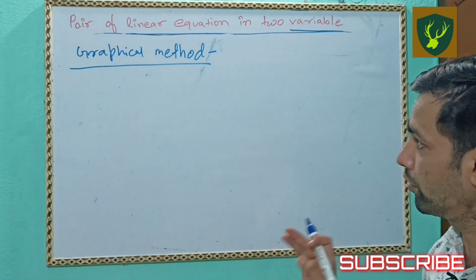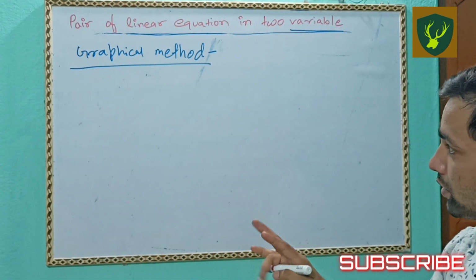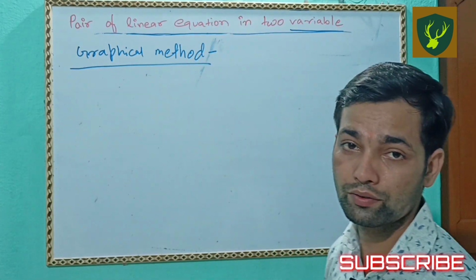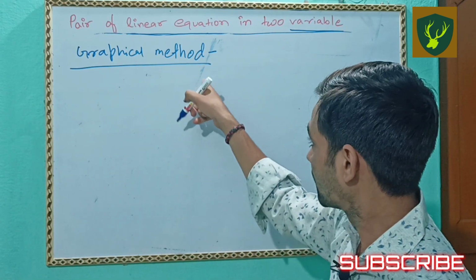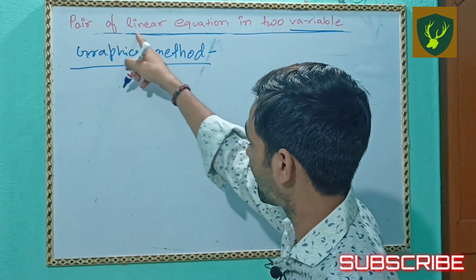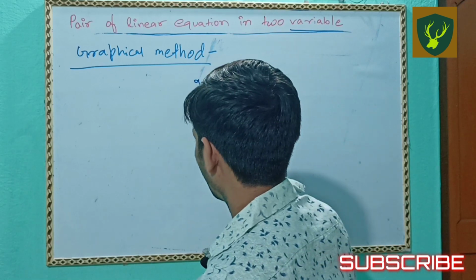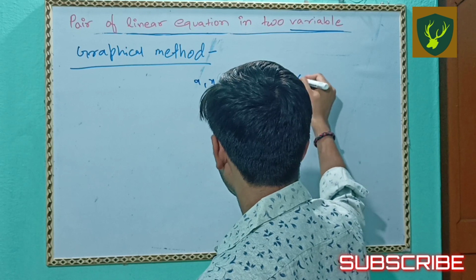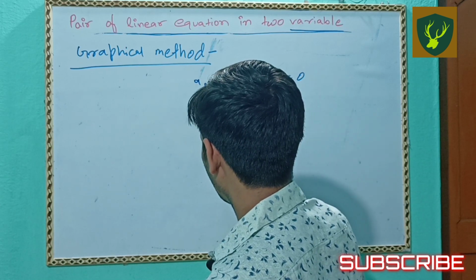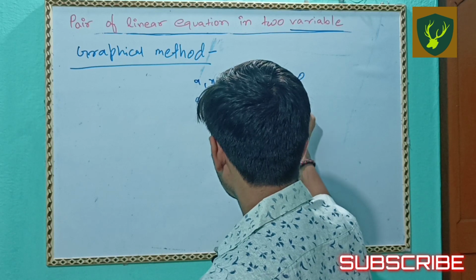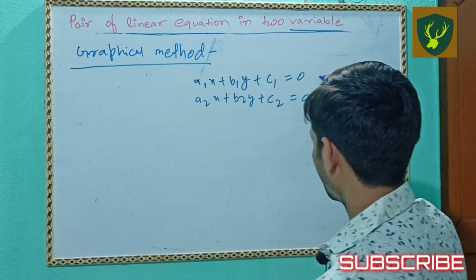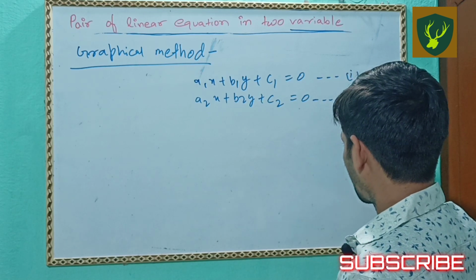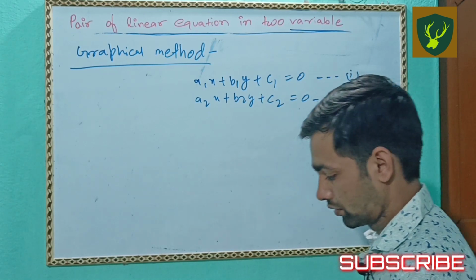Graphical method. First we will write the general form of a pair of linear equations in two variables. a1x plus b1y plus c1 equal to 0. a2x plus b2y plus c2 equal to 0. This is the first linear equation. This is the second linear equation.